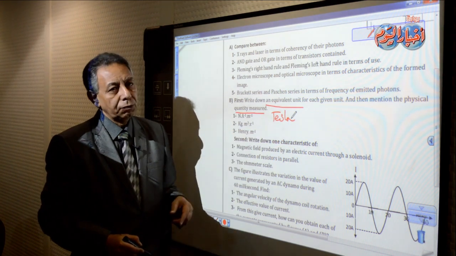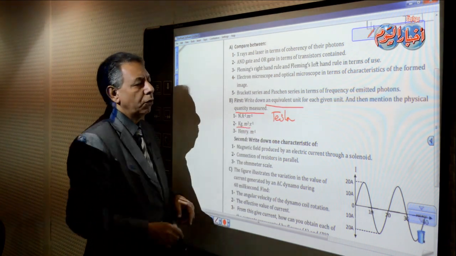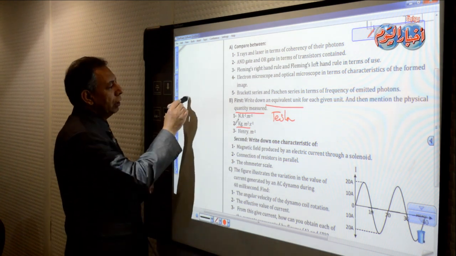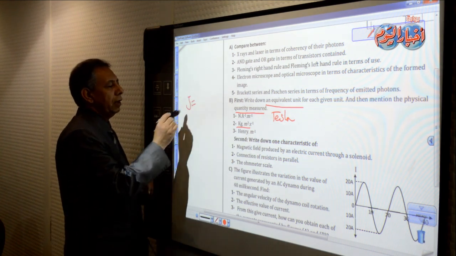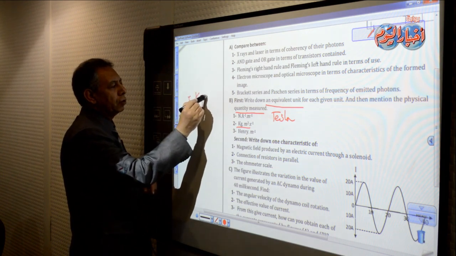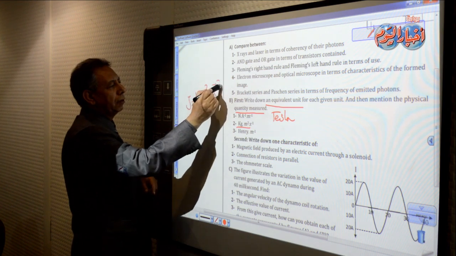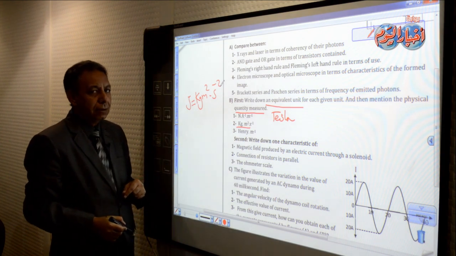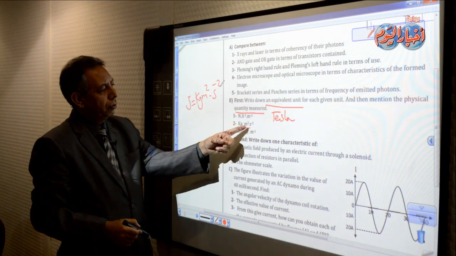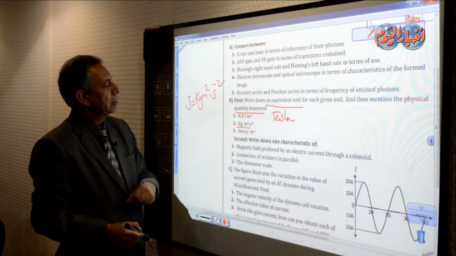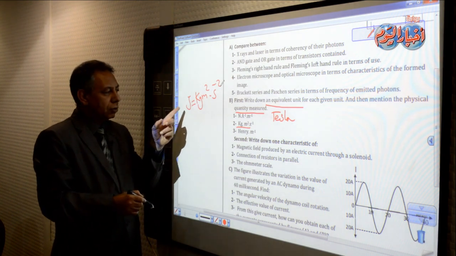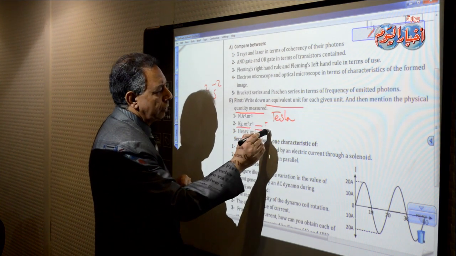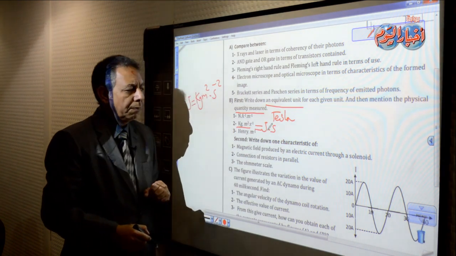Kilogram meter² second^-2. That is for Planck's constant, right? You need to know that Joule is equivalent to kilogram meter squared second^-2. So that is the Joule. Joule second, which is the Planck's constant unit, so second^-2 with second becomes second^-1. So Joule equals kilogram meter² second^-2, and that is equivalent to Joule second, which is the unit of Planck's constant.